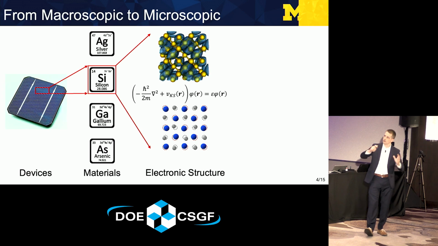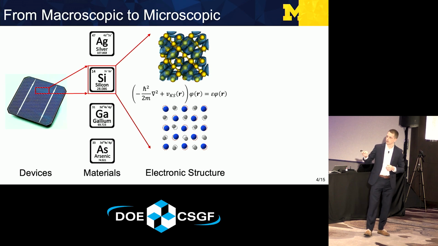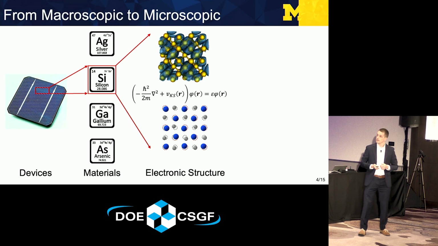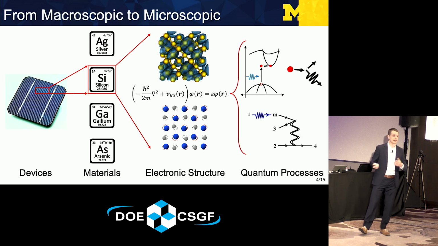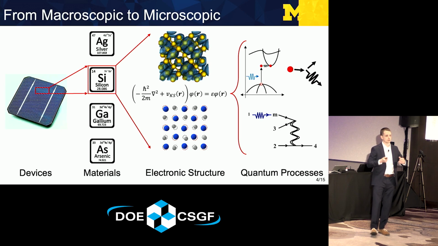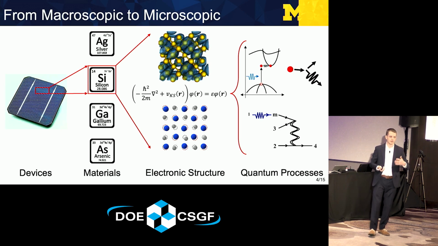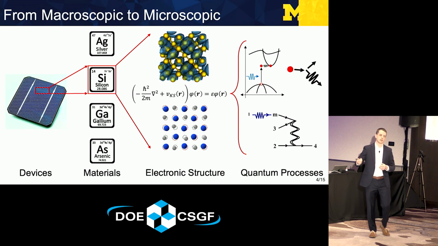So we've gone from the device all the way down to the atomic scale. Like I said, the electrons are where the magic happens. And so from calculating these electronic structures using things like density functional theory, from first principles techniques, we can then actually calculate these quantum processes. And so these quantum processes, right, all these different electronic transitions, are going to give rise to the material properties that govern the behavior of the material then at the macroscopic scale.